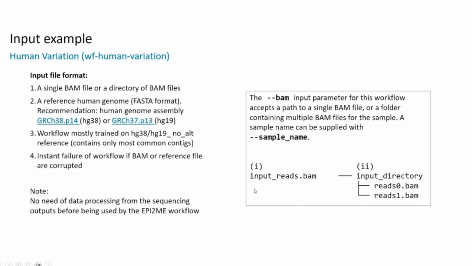So these two basically are okay to be used as the input for the pipelines. In terms of the reference genome, the recommended reference genomes to be used are GRCh38 and GRCh37. The link is also provided in the EPI2ME pipelines documentation, so we will be looking into the link later.